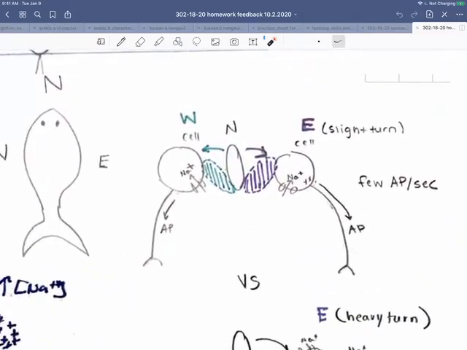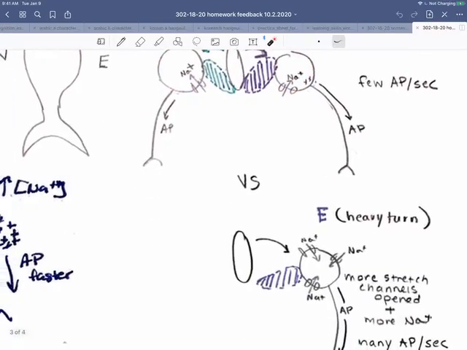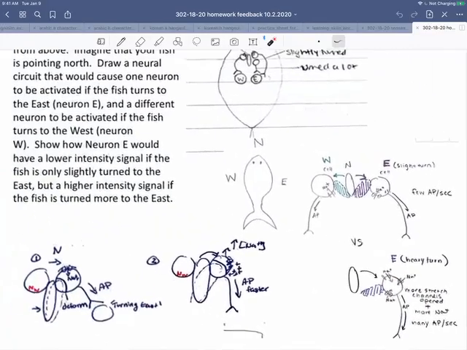Another version: if we turn one direction, we activate this cell. If it turns the other direction, it activates this cell. The further it turns, the more it stretches, more stretch channels open, and more action potentials per second. So in this case, action potentials per second would tell it how far it had turned.